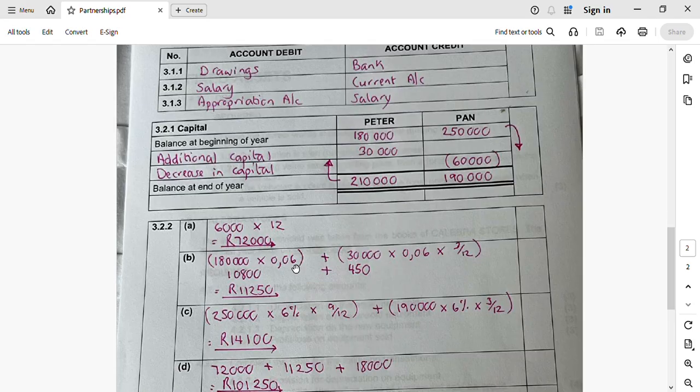Then the 30,000 extra capital, also at 6%, you're going to times by 3 over 12, because it's for December, January, and February, and you add those amounts up.